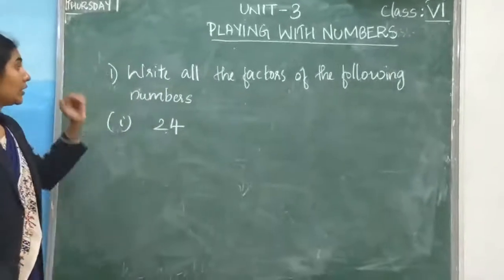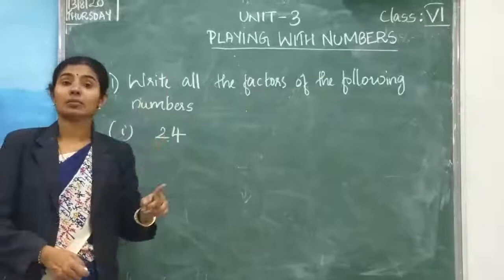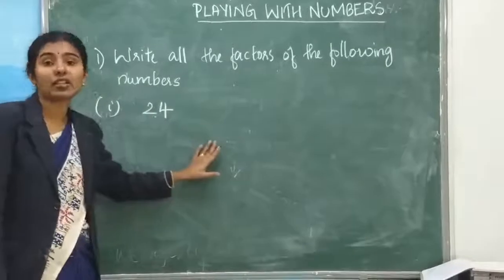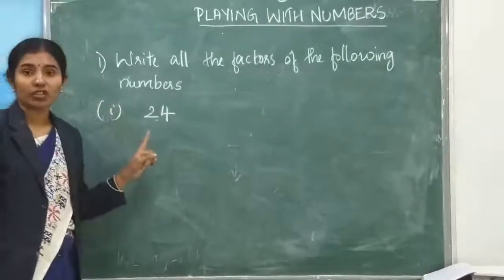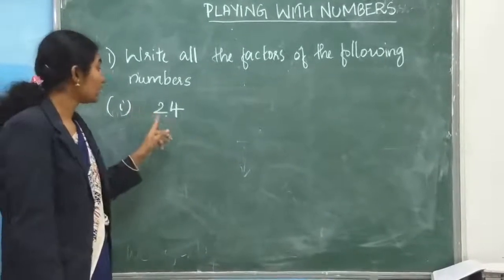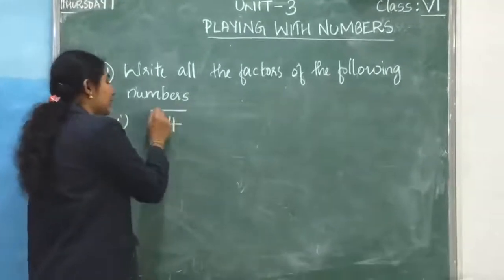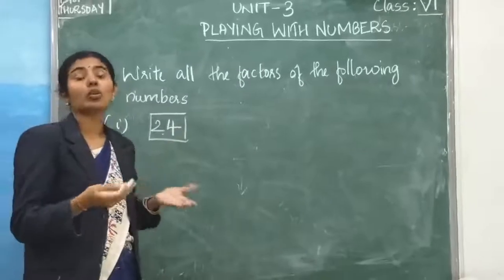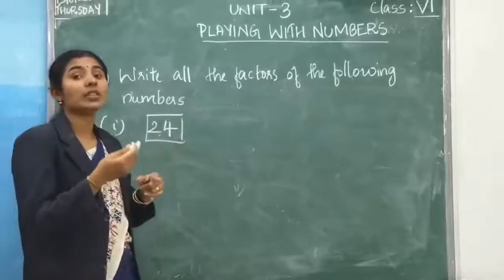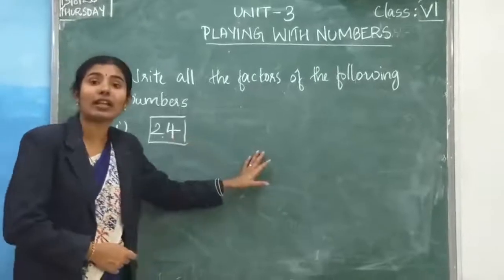See here, the given question: you should write all the factors of the following numbers. They give some numbers, and for each number you should find the factors. The first question, which number is given? 24. You should find the factors of 24. What is meant by a factor? You get the product by multiplying 2 or more numbers. Which numbers, when you multiply, give this product? Each of those numbers we call factors.